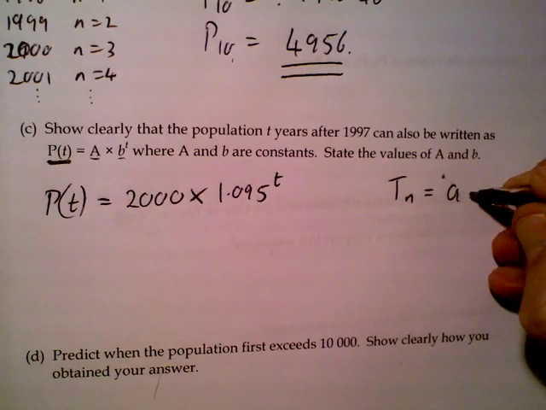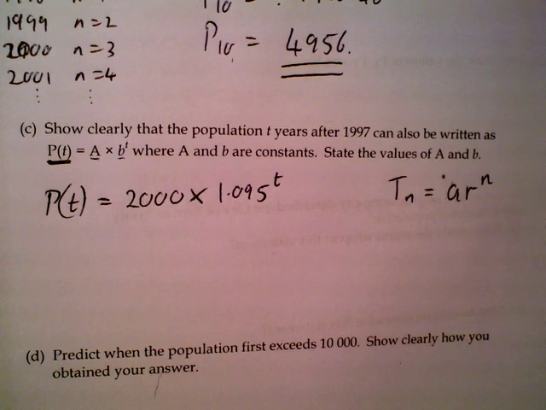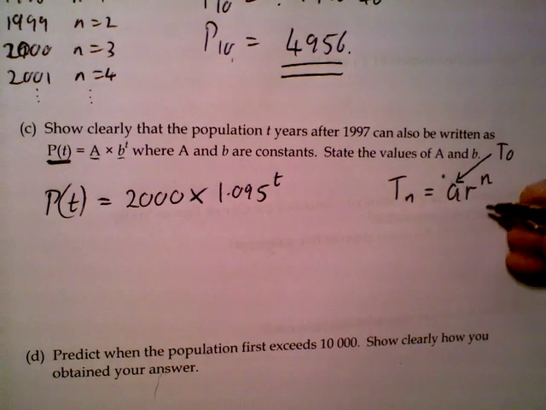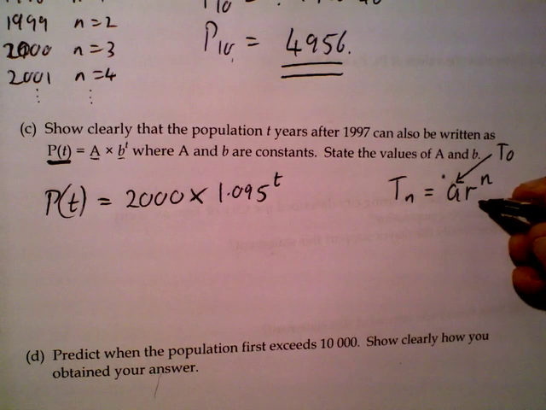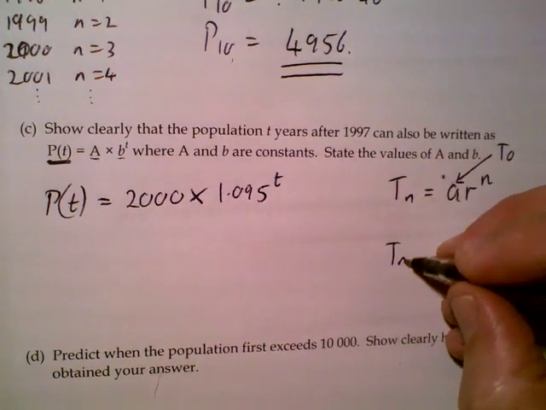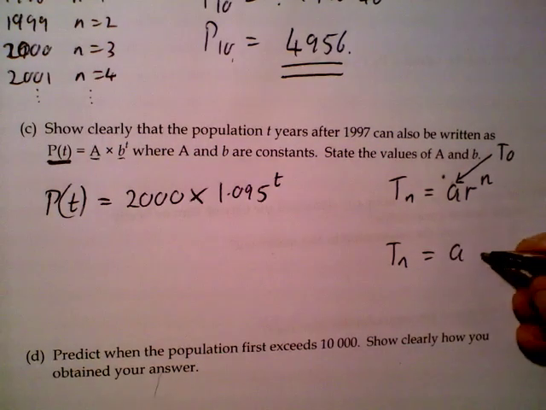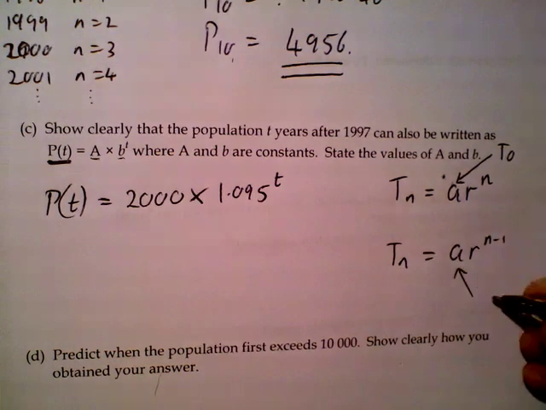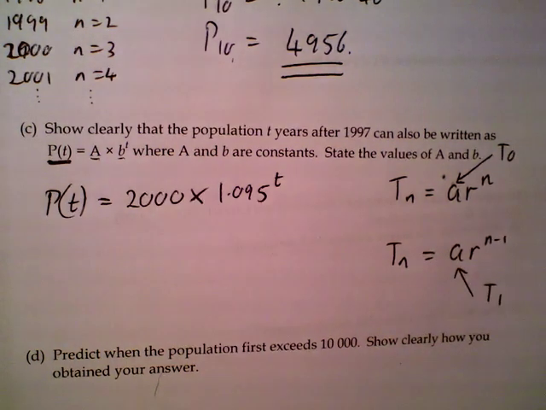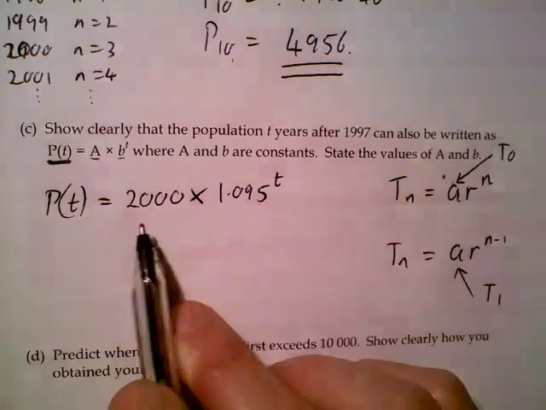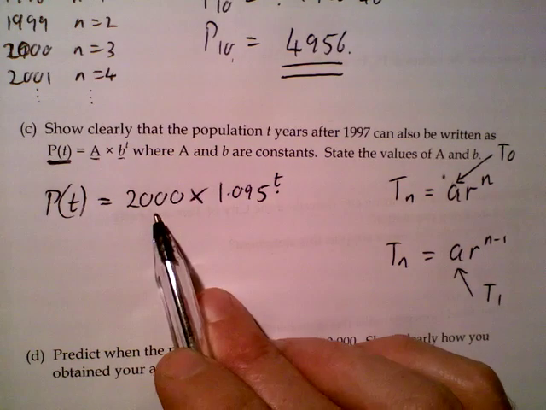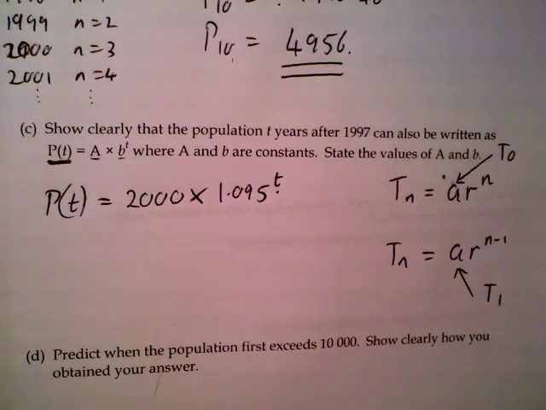Tn is equal to A times R to the n, where that value there is our T0 value, and the R is our common ratio. And you'll probably also have on your note sheet Tn is equal to A times R to the n take 1. For this one here, the A value is actually the T1. So you've got the two rules there. But what you can do is just make sure by substituting in, say, T is equal to 0 here, and making sure you do get 2000 for P0, so that you're sure you've got it right. So that's that one done.